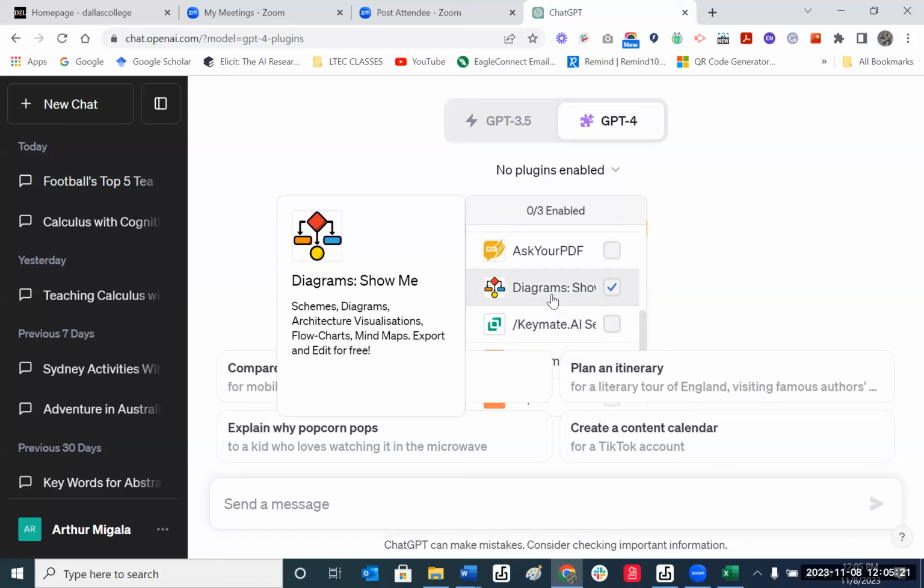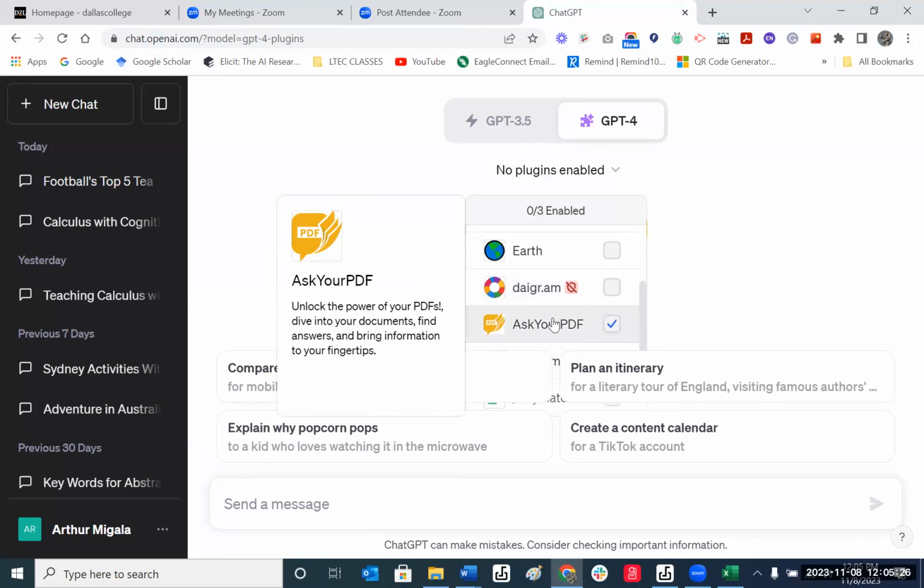And all of these have different functions. This one draws diagrams. This one, you can upload a PDF and ask it anything. You just upload an article, a research article, and say, okay, tell me the hypothesis, tell me the question, tell me the conclusion, sample. In other words, I don't want to read this 18-page report. Summarize it to me in half a paragraph.